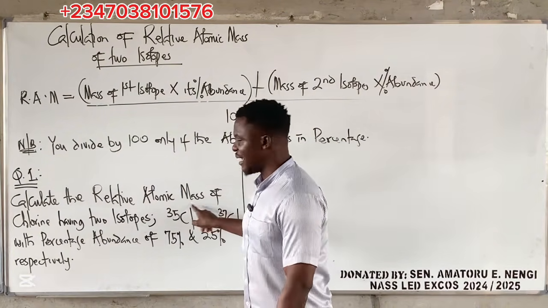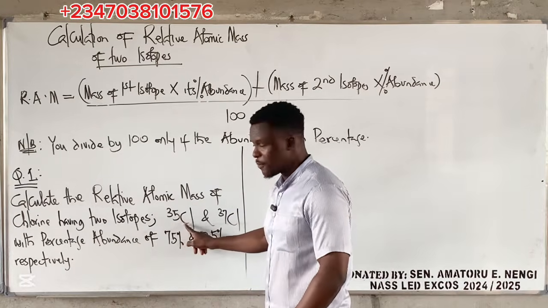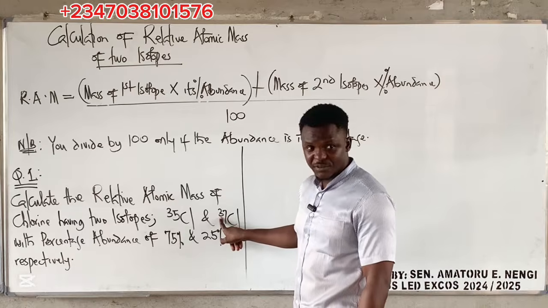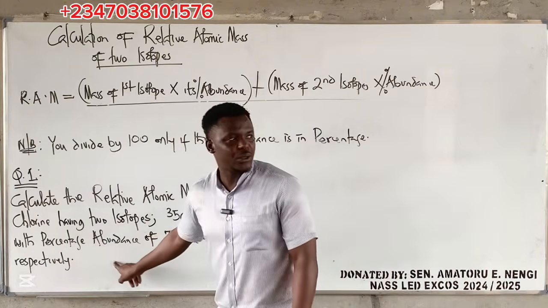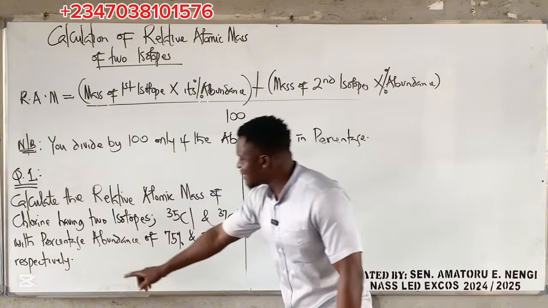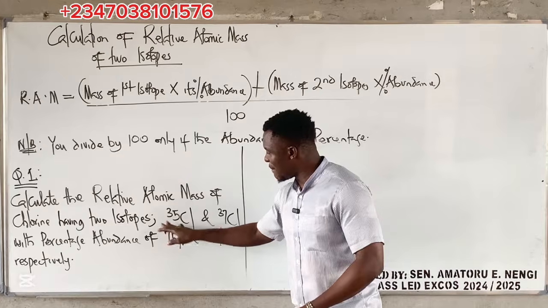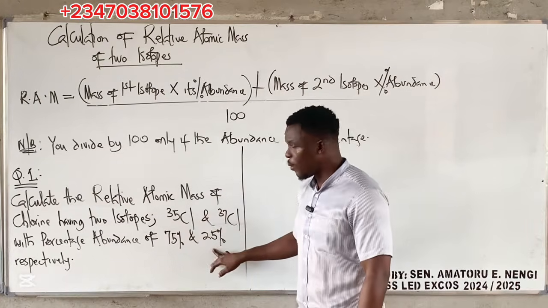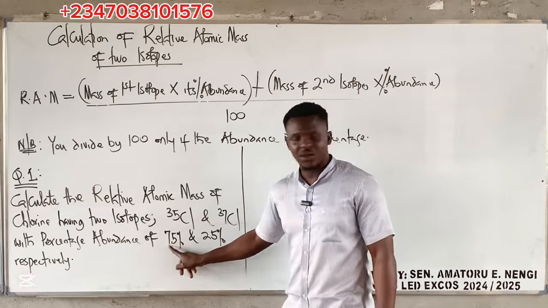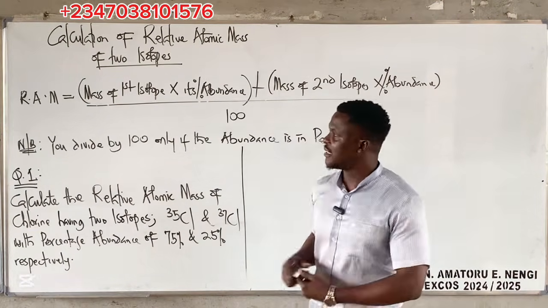Calculate the relative atomic mass of chlorine having two isotopes. This is the first isotope. Mass number is 35. And this is the second isotope. Mass number is 37. With percentage abundance of 75 and 25 respectively. Anytime they use the word respectively, what they are trying to tell us is that the first value matches with the first one, the second one matches with the second. So this is the abundance of this one, and this is the abundance of this one. Is it not so?